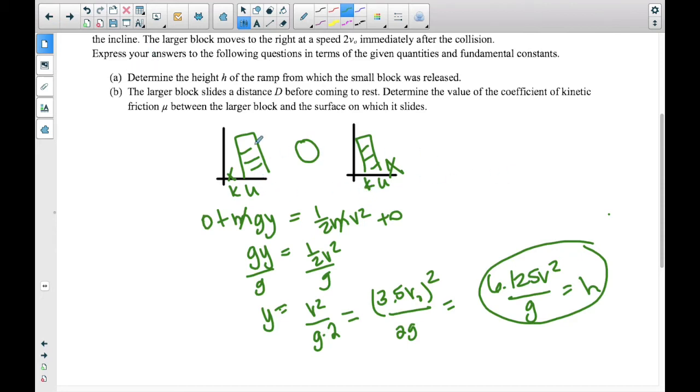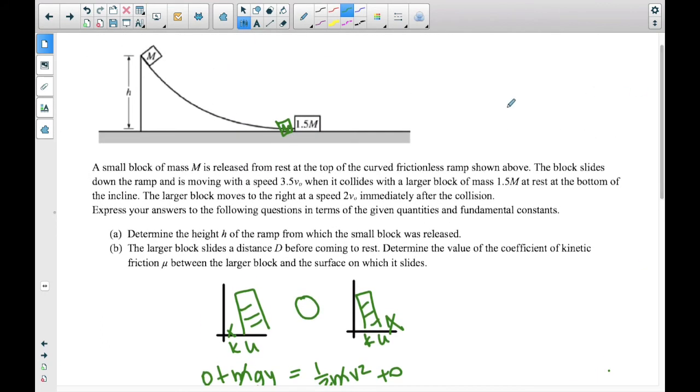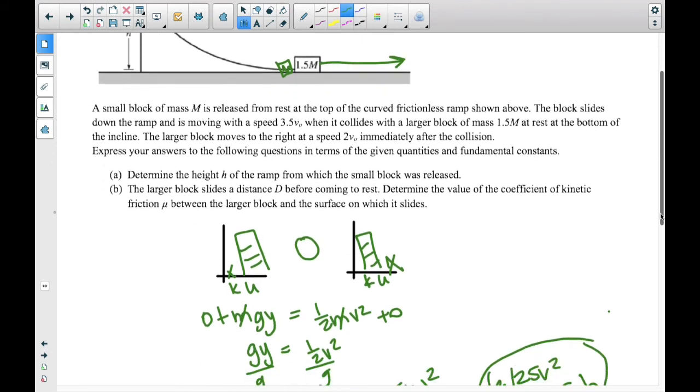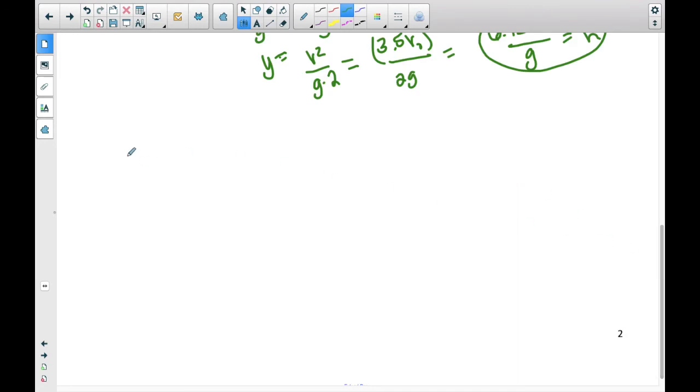Question B: the larger block slides the distance of d before coming to rest. Determine the value of the coefficient of kinetic friction between the larger block and the surface on which it slides. All right, so block M is going to hit block 1.5 M. Block 1.5 M is going to go, and we need to find out the coefficient of friction. This is a little bit, actually a lot, like the Hot Wheels lab that we did. So here we are on part B. Whatever speed it had at the bottom of the hill is going to be changed into work because it's going to come to a stop.